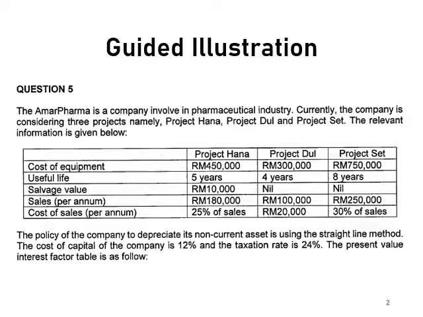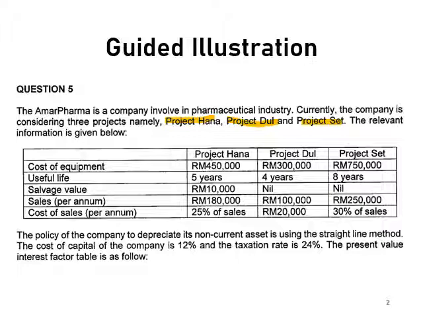The question is located at number 5 in your question. The company name is Amar Pharma. It is involved in the pharmaceutical industry. Currently it is considering 3 projects, which are Project Hana, Project Dul, and Project Set.